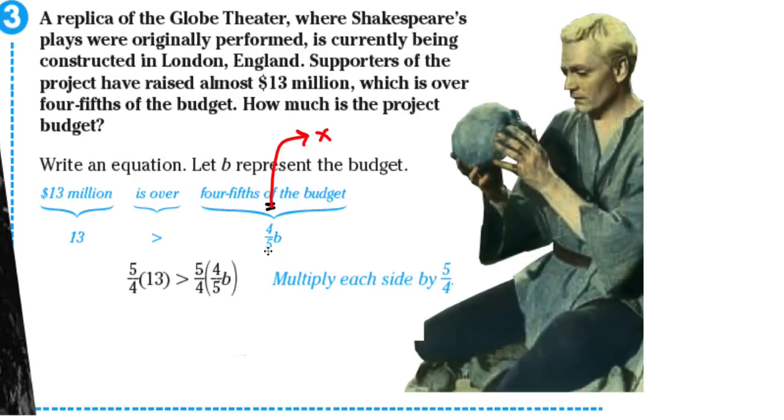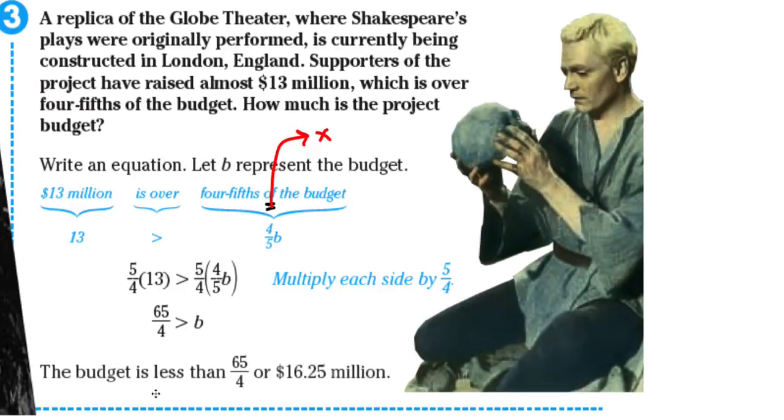Then we want to solve for B. That means we need to undo 4/5 by multiplying each side by its reciprocal, 5/4. Then we have 65/4 is greater than B, or B is less than 65/4. So that means the budget is less than 65/4, or $16.25 million.